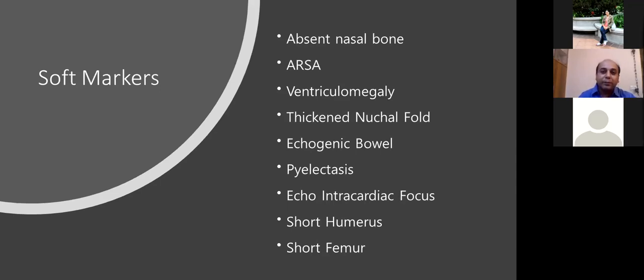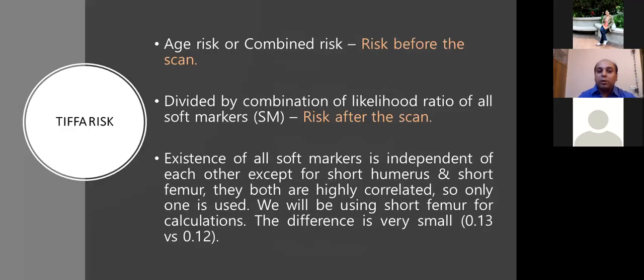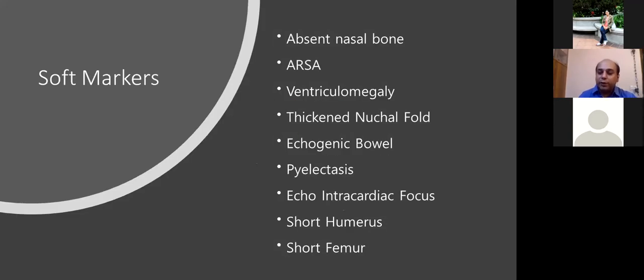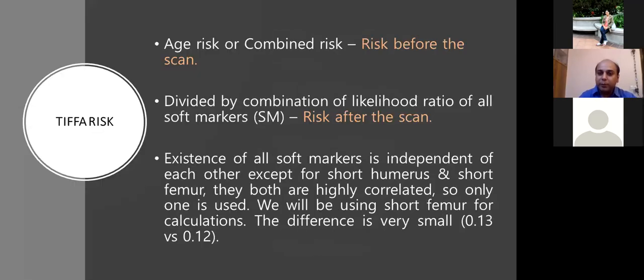We all know this. So how will we calculate the risk of TIFA through this? With the help of the individual likelihood ratios, we calculate the combined likelihood ratio of the study, and we divide the risk before the scan, that is either age risk or combined risk, by this combined likelihood ratio, and we get the risk after the scan. We will very soon see all the calculations, so it will be very clear.